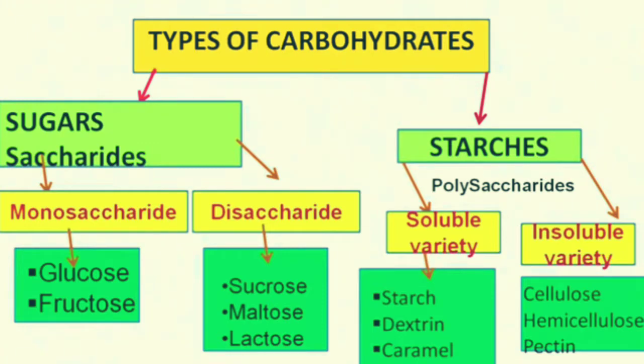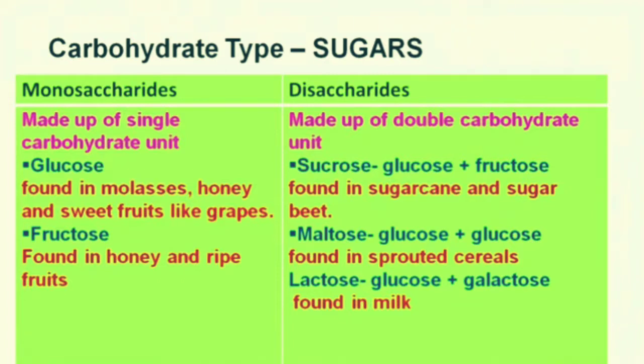Monosaccharides include glucose and fructose. Disaccharides include sucrose, maltose and lactose. In the starches, we have the soluble variety, that is starch, dextrin and glycogen, and the insoluble variety which includes cellulose and hemicellulose. Now let us start with the sugars. You can see in this table we have two categories, that is monosaccharides and disaccharides. Monosaccharides are made up of a single carbohydrate chain, and the two types of monosaccharides are glucose and fructose.